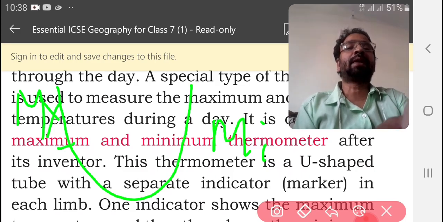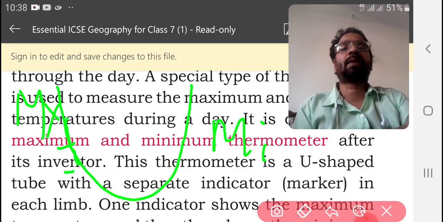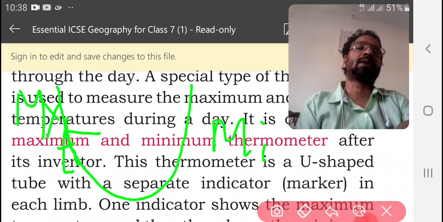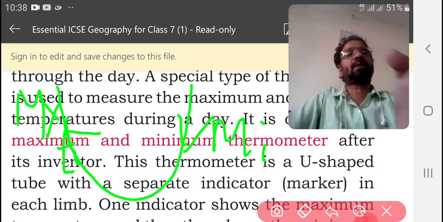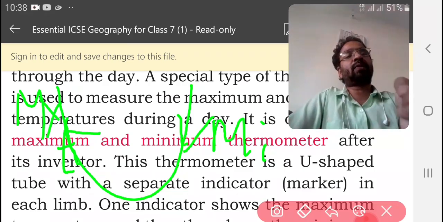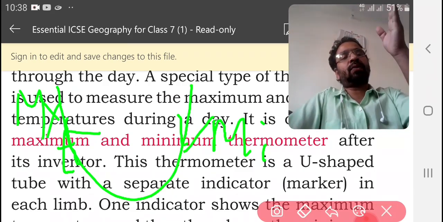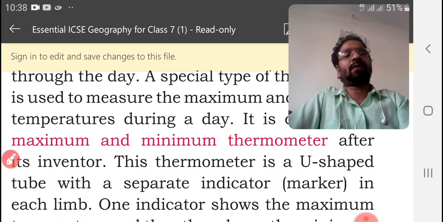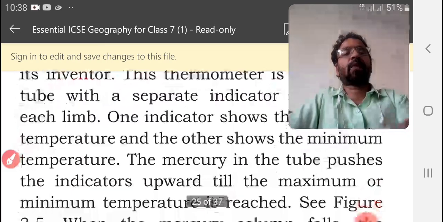This one indicator will rise according to temperature increases. Okay, if temperature increases, this will go on top. If temperature falls down, then this will come down. On both sides there will be one indicator each, according to rising as well as falling. Both sides will show their indicator or marker.